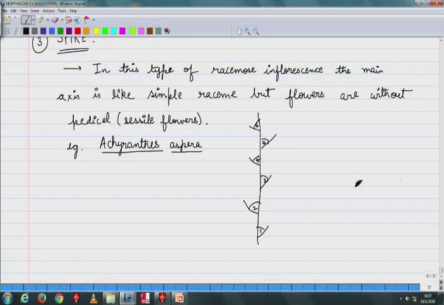Alright, no problem. So, that is Achyranthes aspera. It grows in the wild and it is a good example of spike inflorescence. Now, you will probably get one question from this. These are sessile flowers. When I show you the plant, you will exactly remember what I am talking about.